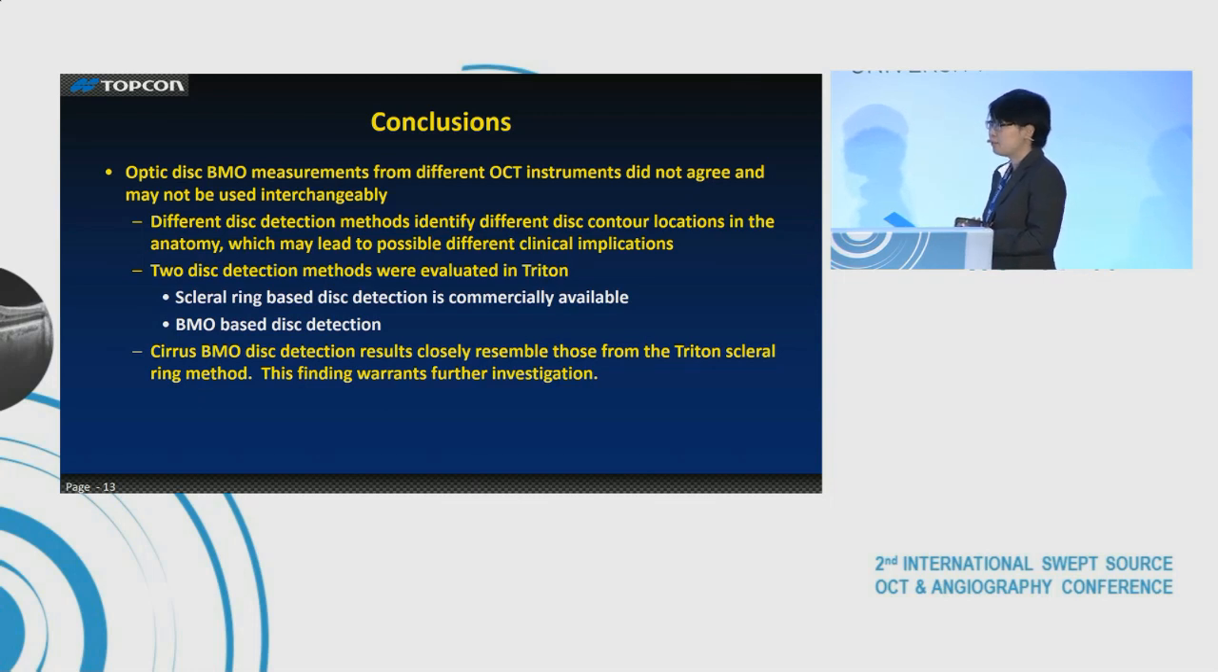There are two disc detection methods that are evaluated in Triton, which is the Scleral-based disc detection, which is commercially available, and the BMO-based disc detection is still under development. And Cirrus has one disc detection method, which is BMO-based, and their results closely resemble those from the Triton Scleral method. And we will further investigate these findings.